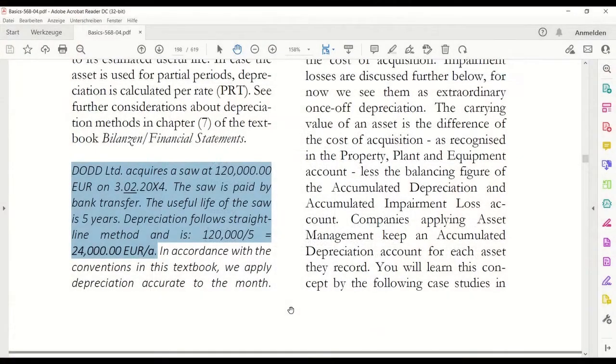The case study DODD Limited comes from the textbook, chapter number 17. The company buys a saw at 120,000 euros, which is the net amount, and the acquisition took place on the 3rd of February in 2004. The saw will be paid by bank transfer and the useful life of the saw is 5 years. We are going to cover the first two accounting periods, 2004 and 2005.